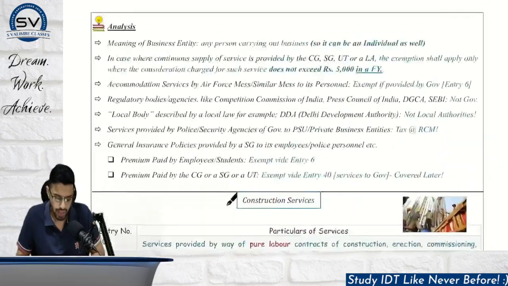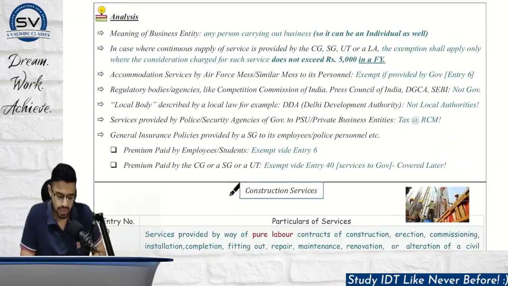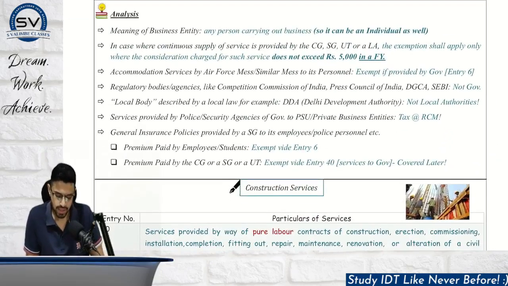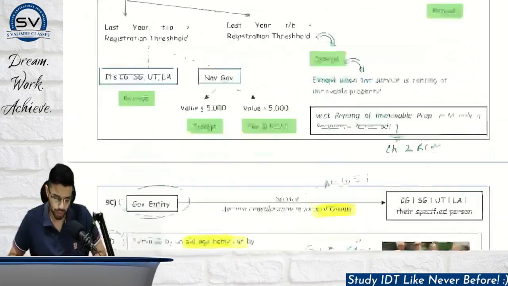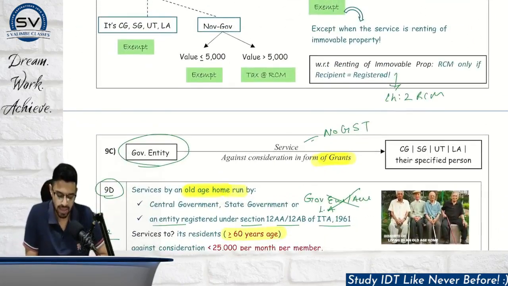Okay, now let's see any analytical portion that we have to cover. Business entity I have covered. Okay, next is with respect to continuous supply of service. Now please understand the services that we talked about in our government related chart. We talked about one value based exemption, that is if this is up to 5,000, right? So this is obviously with respect to the value of service. Now what if this is a case of continuous supply of service?